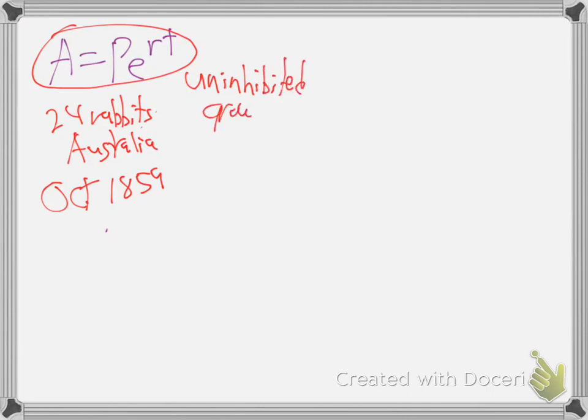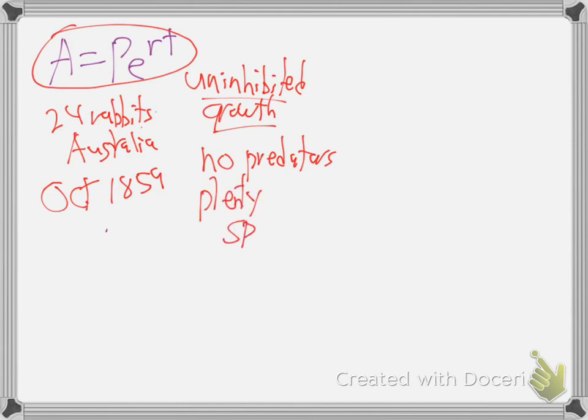So this equation is for uninhibited growth. What do we mean uninhibited? No predators, plenty of space and plenty of food. So that's called uninhibited growth.